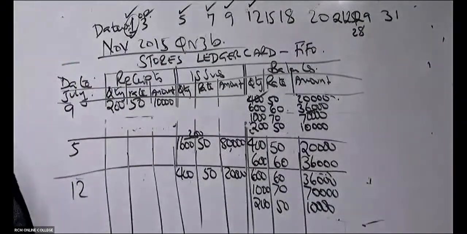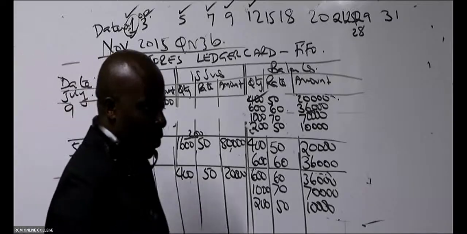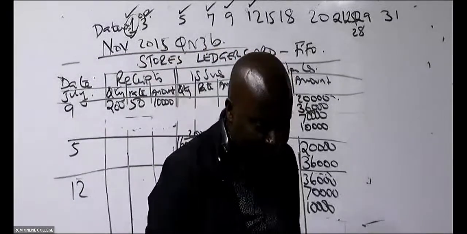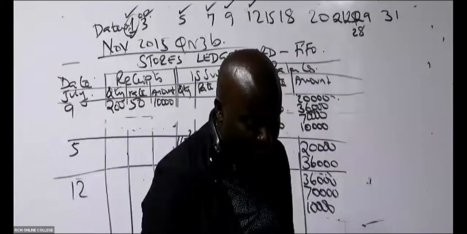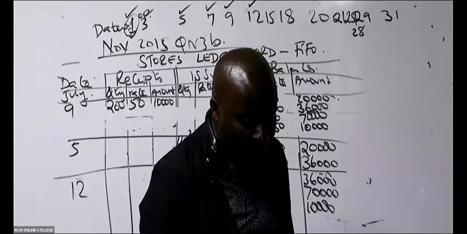So after 12th, we go to the next date, which is 15th. So what happened on the 15th? We received, they returned. What if we had to issue 500? Will we top up with the recent returns?